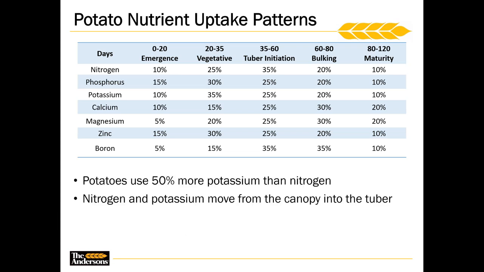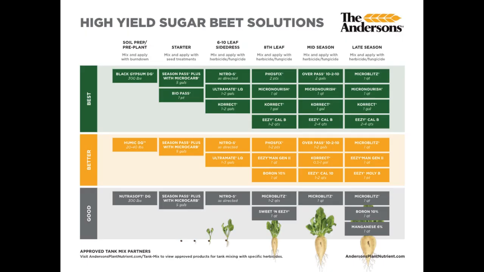And then one of the things that we look at on those uptake patterns is really the idea here that we're making sure that we've got plant health throughout the whole growing season. We're focusing in on boron, calcium, potassium, and making sure that that plant has enough nitrogen to finish out during the growing season. We take a look at the high yield beet programs.